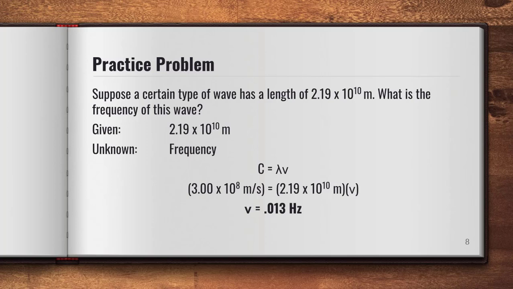So here's an example of a practice problem. Suppose a certain type of wave has a length of 2.19 times 10 to the 10th meters. What is the frequency of this wave? Well, we have our given and our unknown as frequency. And we know our formula, C equals lambda V. We just simply plug in the numbers from the previous part of the presentation, 3 times 10 to the 8th meters per second, is equal to 2.19 times 10 to the 10th meters multiplied by V, which is your unknown frequency. Algebraically solve, and your frequency is 0.013 hertz or Hz.